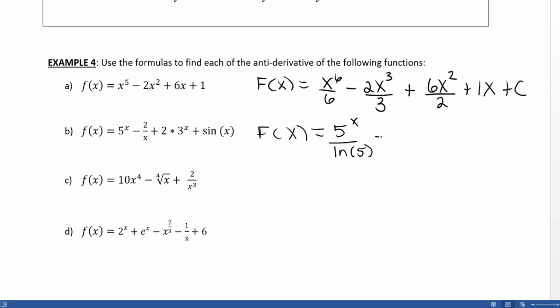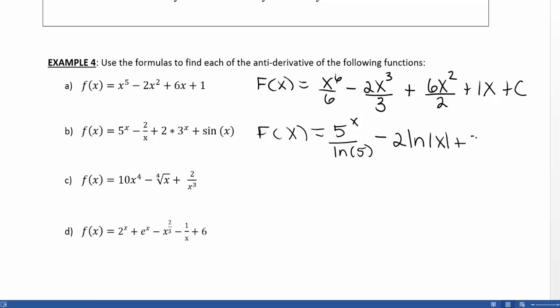For the next one, we have 2 over x. So that's the same thing as 2 times 1 over x. And we know that the antiderivative of 1 over x is the natural log of the absolute value. So we have minus 2 natural log of the absolute value of x, plus.